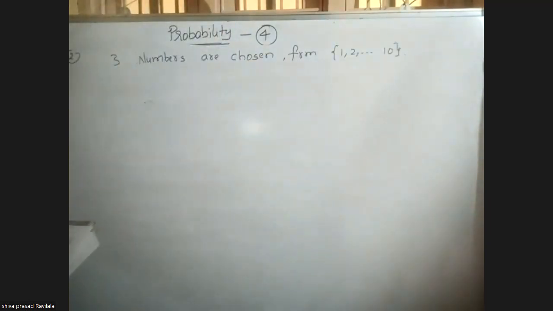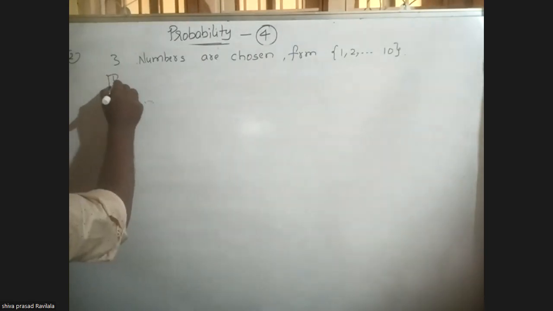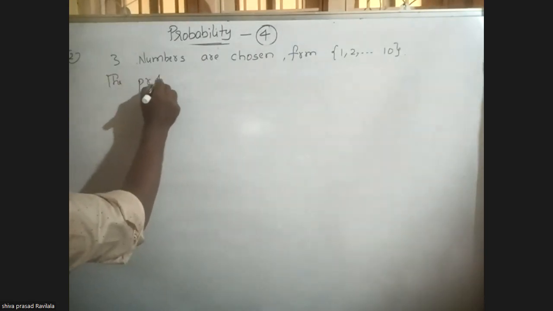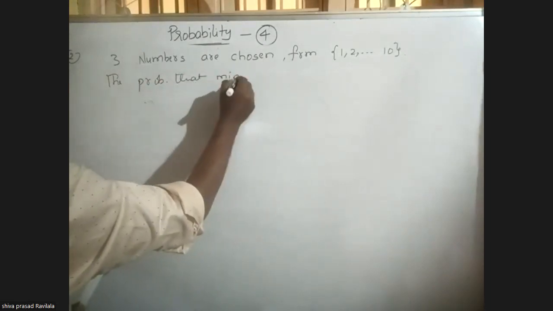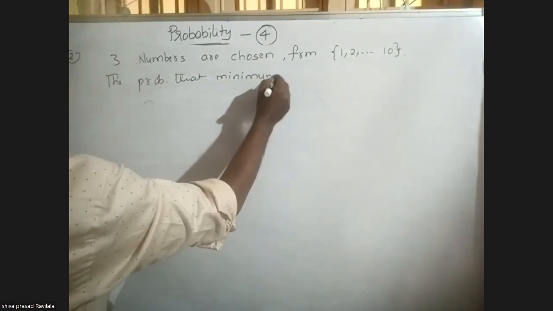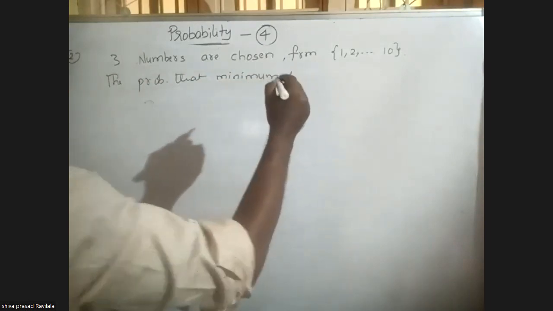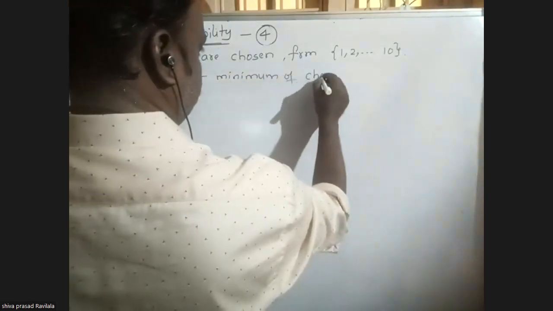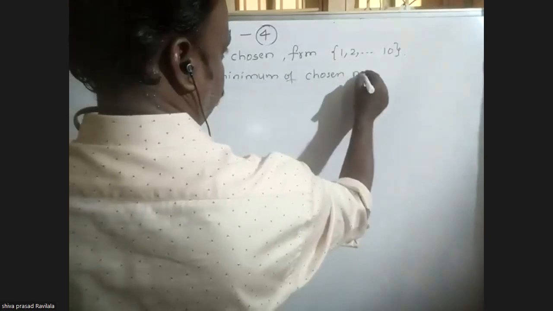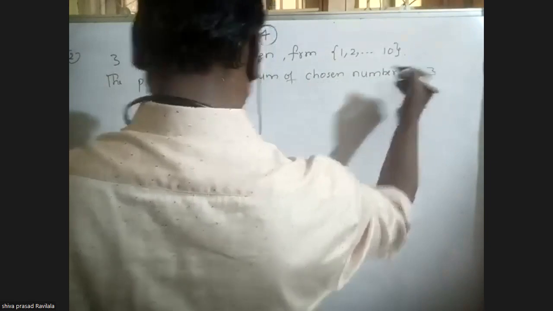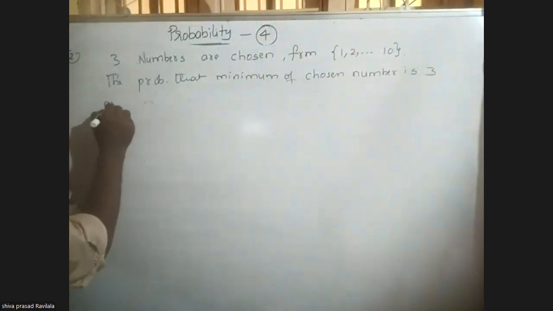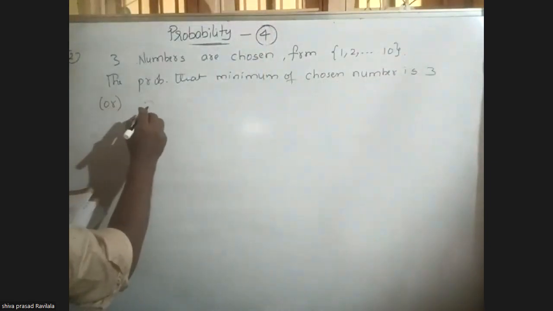Here, up to 10. The probability that the minimum of the chosen numbers is 3 or maximum is 7.